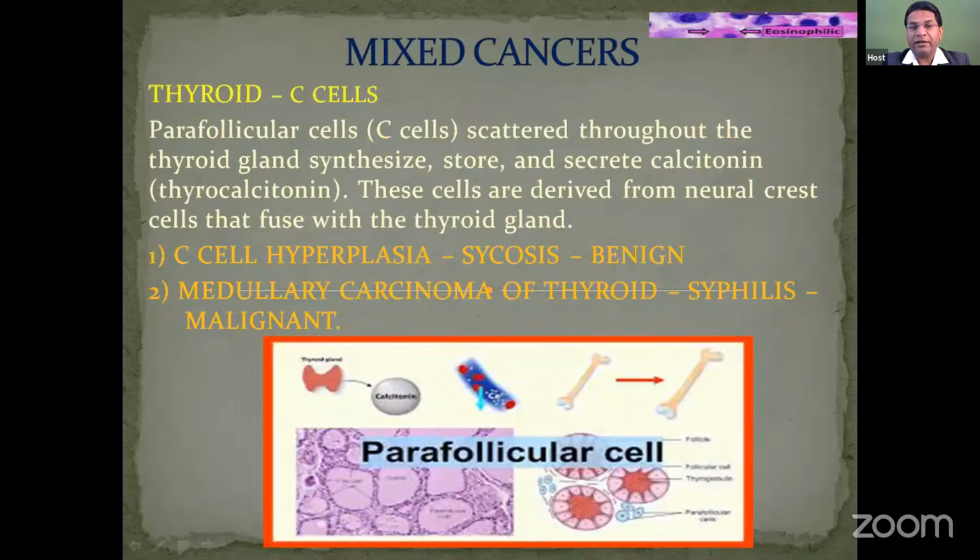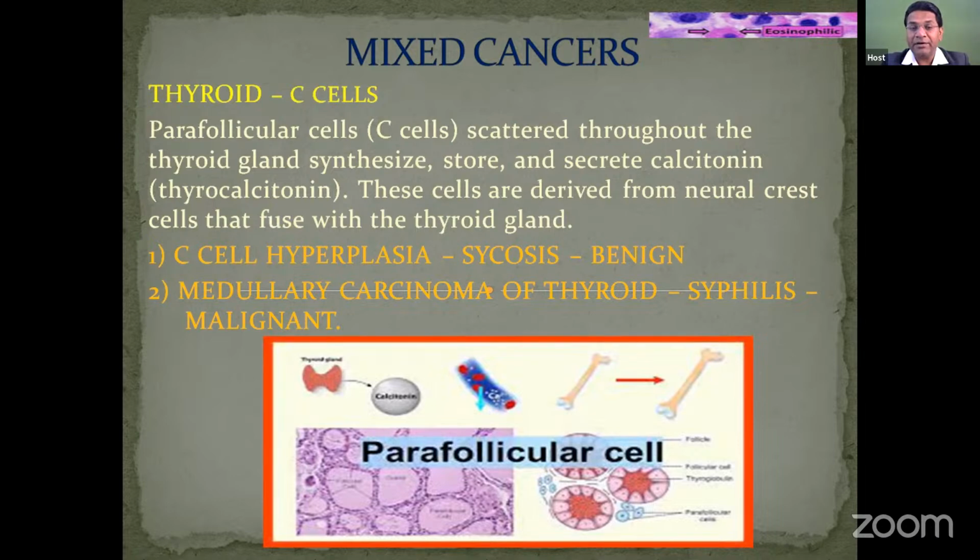Now thyroid gland. So thyroid में C cells होते हैं. So C cells में ये tumors बढ़ना शुरू हो जाते हैं. So parafollicular cells, that is called C cells, scattered throughout the thyroid gland, synthesize, store, and secrete calcitonin, that is thyrocalcitonin. The cells are derived from neural crest. So neural crest cells that fuse with the thyroid gland. So these are the C cells. So C cells are involved in this disease.